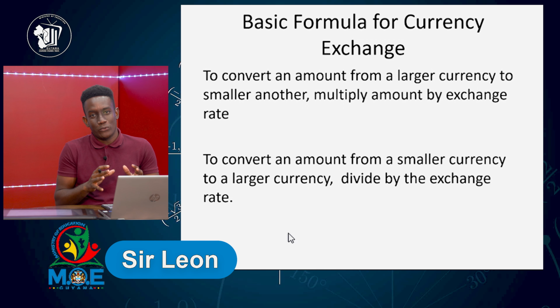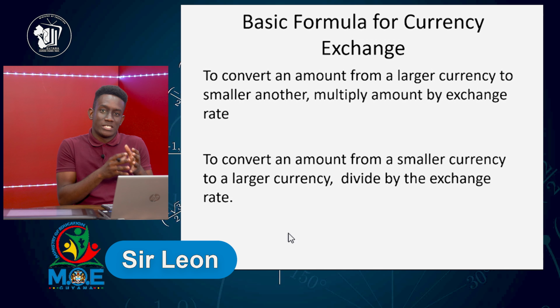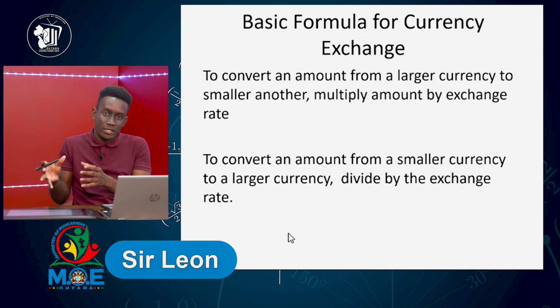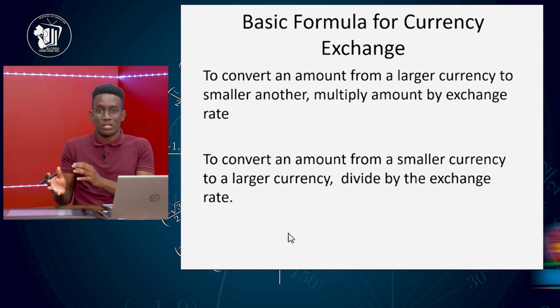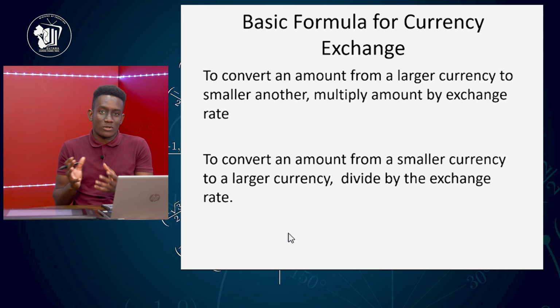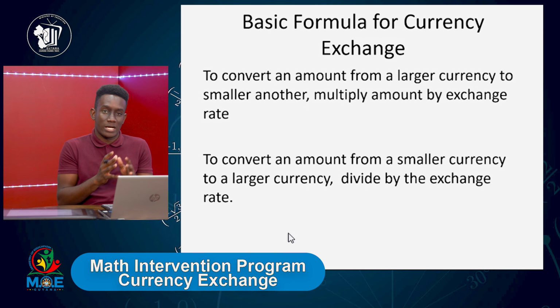If they give you that the larger currency is equal to a certain amount of the smaller currency, we multiply if you want to convert from a larger to a smaller. All right, so we just have to reason the question a bit. But most times, when you want to convert from a larger to a smaller, we multiply. And from a smaller currency to a larger, we divide.